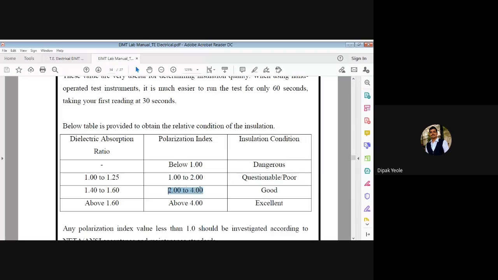Then it will be good. But for the case of dielectric absorption ratio, it must be beyond 1.40 to 1.60. And if it is the value beyond 4, then it is excellent.